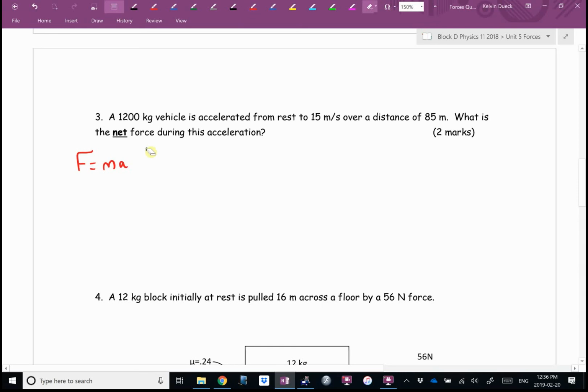So even though this question said find the net force, you know what I'm going to spend most of my time finding? A equals question mark. What's that from rest tell me? What starts at 0? Which physics concept? Okay, what's that 15? Help them out, folks.